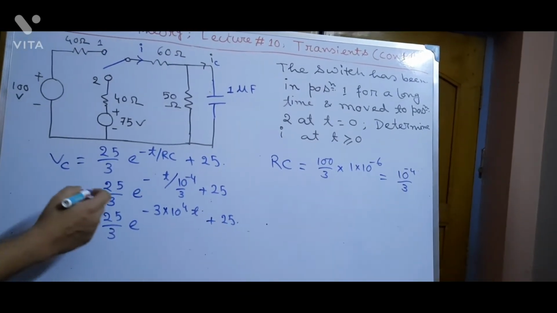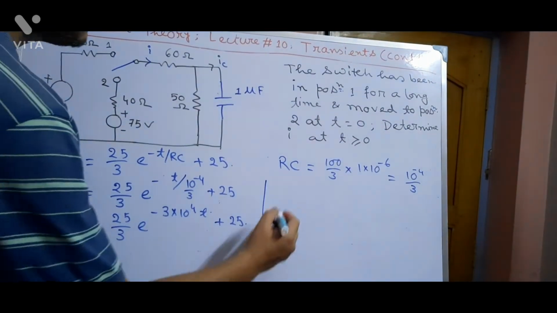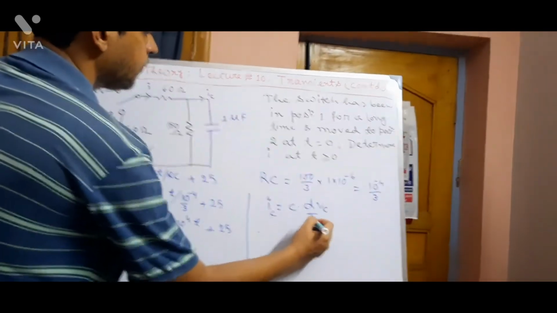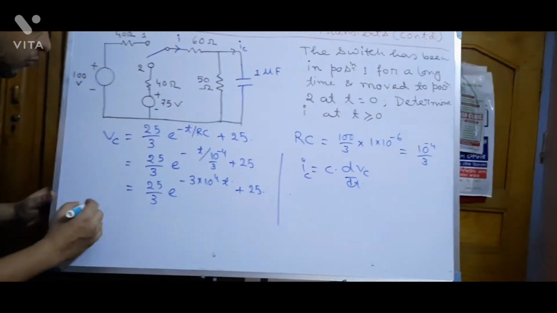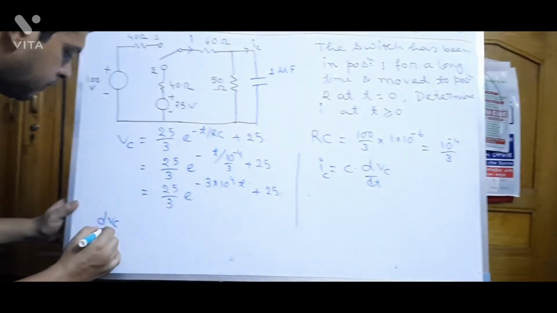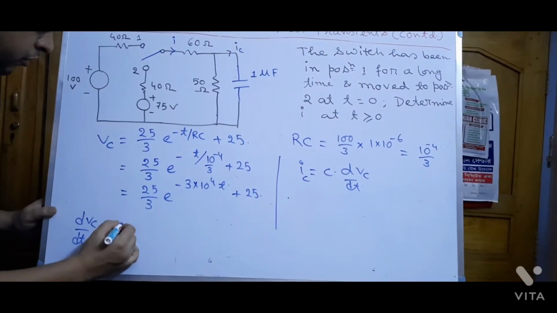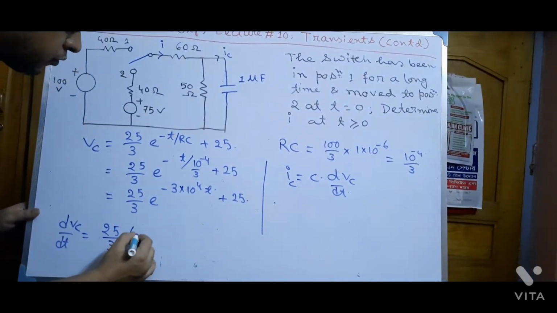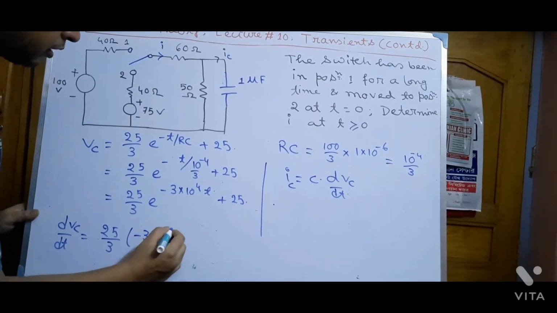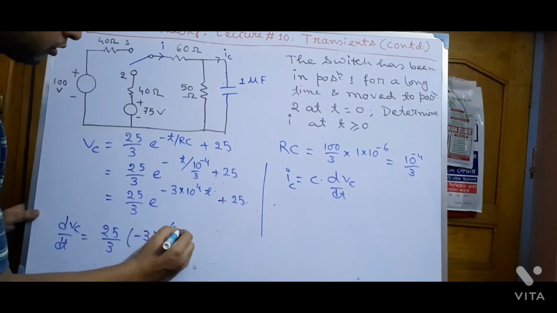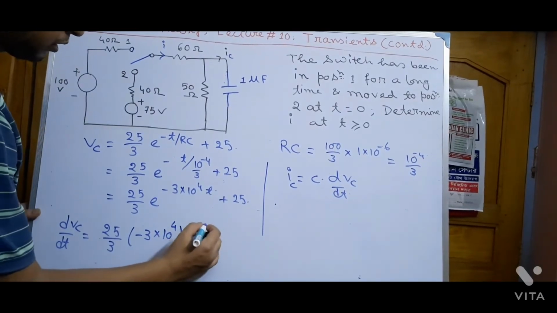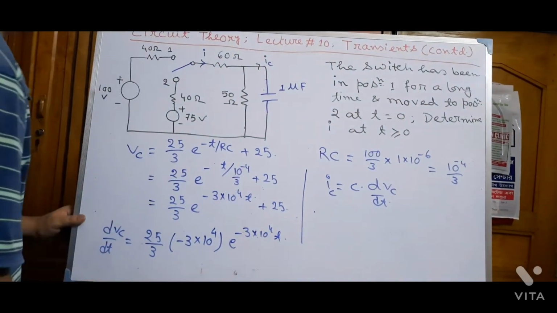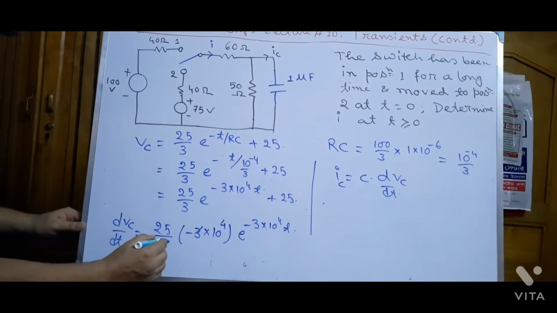If this is the voltage across the capacitor, so current through the capacitor is what? C into dVc dt. Now dVc dt equal to what? dVc dt equals 25 by 3 into minus 3 10 to the power 4 e to the power minus 3 into 10 to the power 4 t. Okay, now 3 will get cancelled.